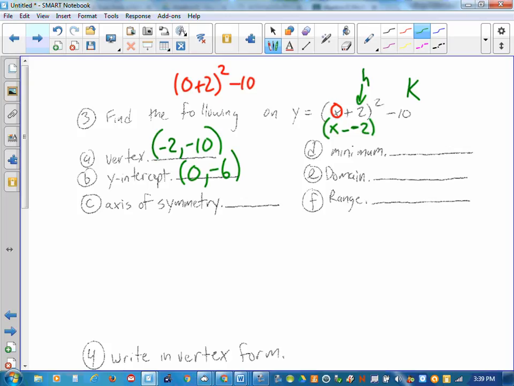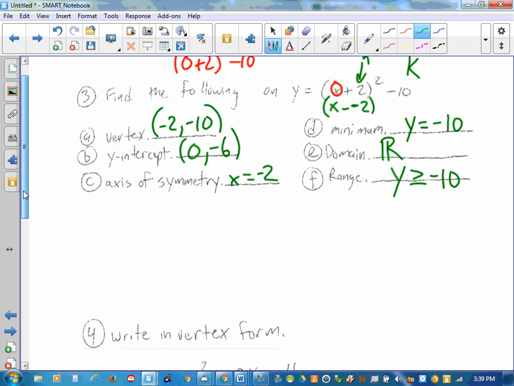Axis of symmetry is just the x-coordinate of the vertex. The minimum is the y-coordinate of the vertex. The domain for all parabolas is all real numbers. And the range is everything above the minimum, because this parabola is going up. So it's everything above and equal to negative 10. So greater than or equal to negative 10. So there's the answer to that one.